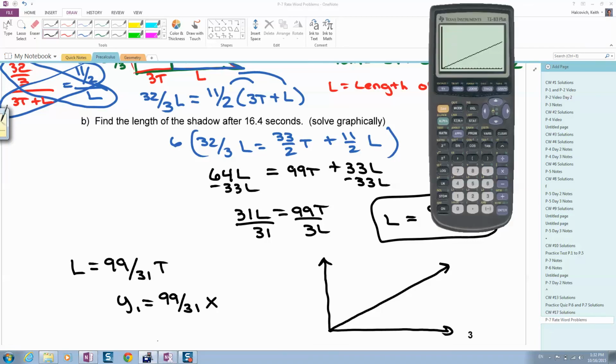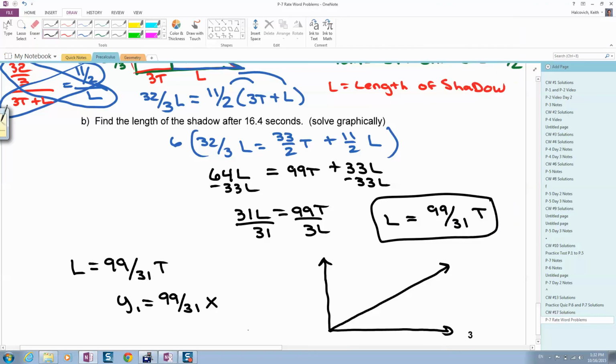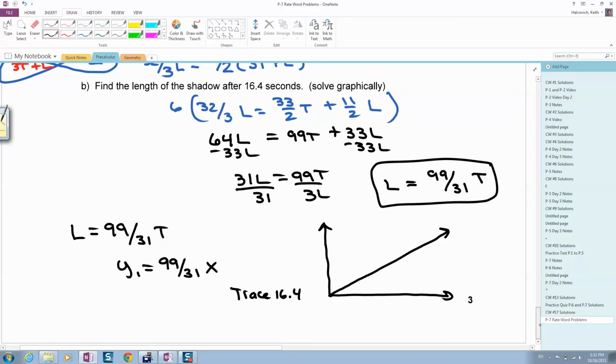And then remember to find after 16.4 seconds, we go trace 16.4, hit enter, and notice you get 52.374. That is the length of his shadow, 52.3742 inches. That's the length of his shadow after 16.4 seconds.